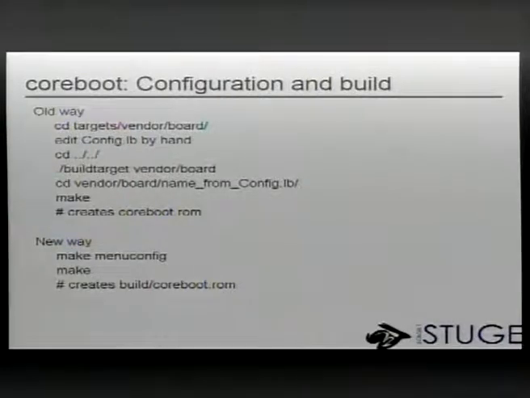Then you have to go up a few directories and run this build target command, and then it generates a whole build directory with makefiles and everything, which is named by a parameter inside this config.lb file. So then you have to go down to that subdirectory and run make, and then you get a coreboot.rom file. Oh, that's right, you specify the payload inside config.lb as well, which payload file you want to use with this coreboot. And there can be only one with the old build system.